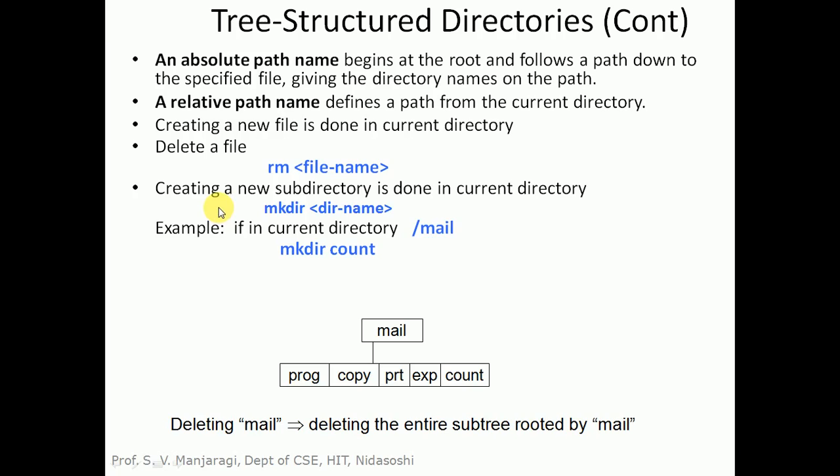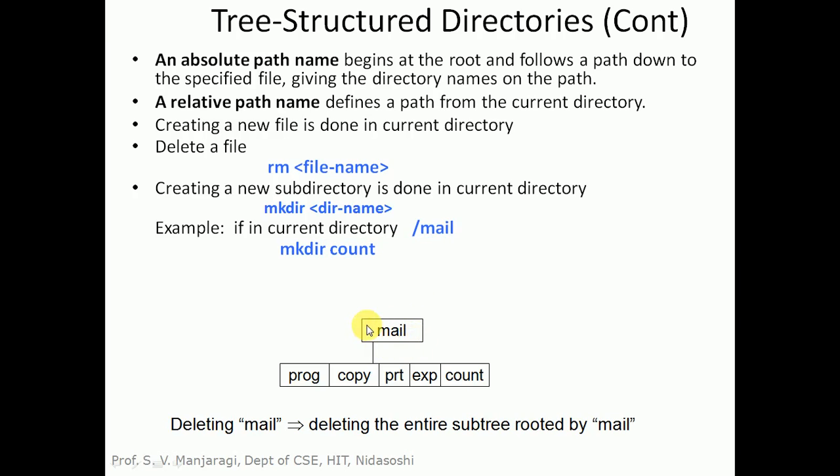Now let us see how to create a new directory in the current working directory. For that, we can make use of a command on Unix called mkdir. Mkdir stands for make directory, so it takes the directory name that you want to create as a parameter. The mkdir command is going to create the specified directory in the current working directory. For example, if the current working directory is mail, and if you execute the command mkdir count, then count is the subdirectory or subfolder that you want to create under mail, so that is indicated here.